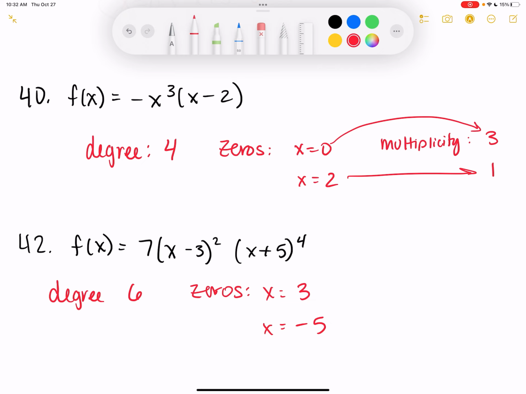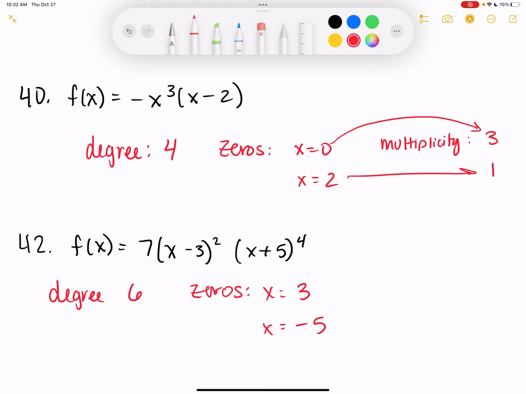The difference with 42 and 40 was up here there was a variable out front. When it's just a 7 out front, you can just imagine it being tacked on to the x minus 3, or you can just get rid of it, because if you take that and set it equal to 0, when you divide by 7, it's gone. So you can imagine that it's just gone.